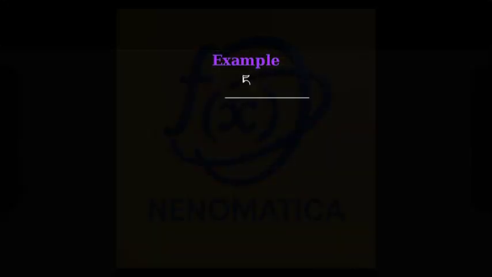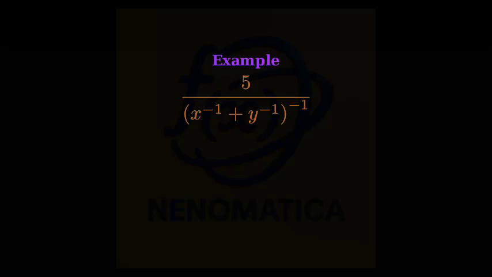The expression is 5 divided by, open parenthesis, x to the minus 1 plus y to the minus 1, close parenthesis, all raised to the power -1. We will assume x and y are not 0.